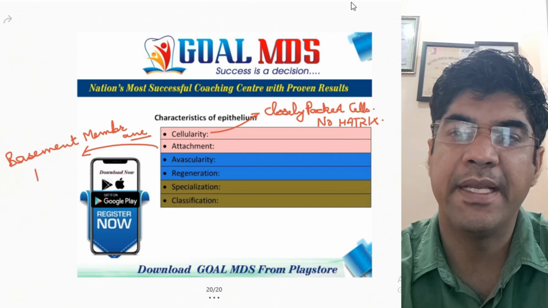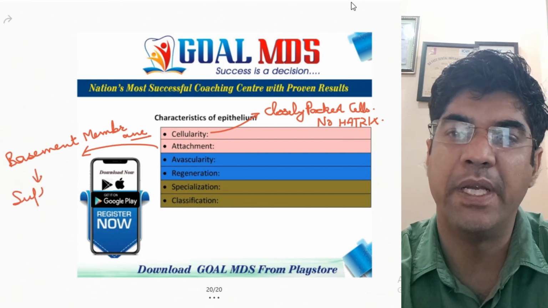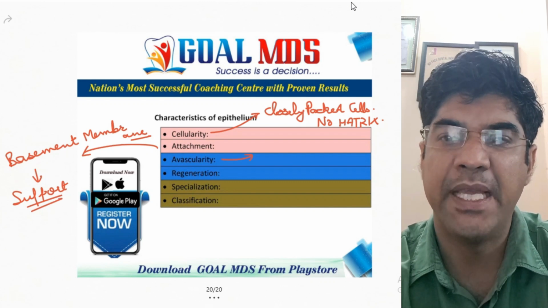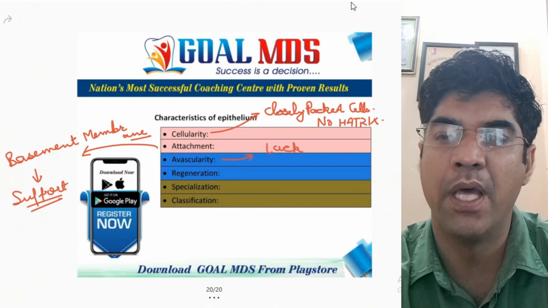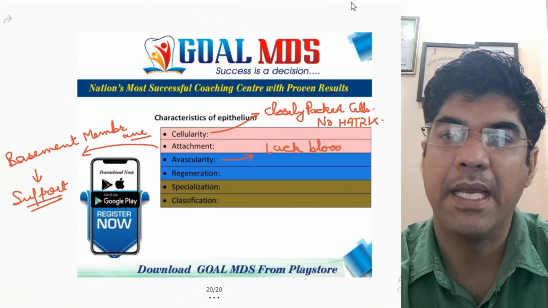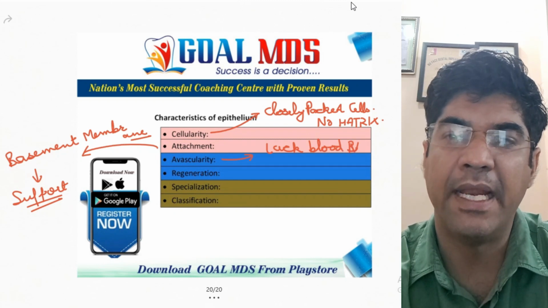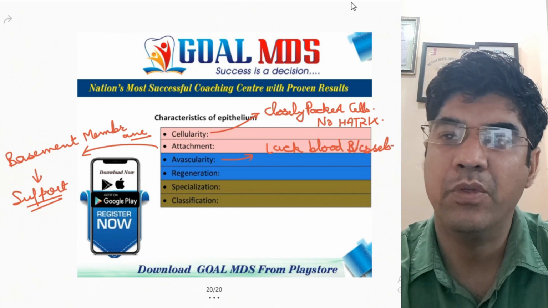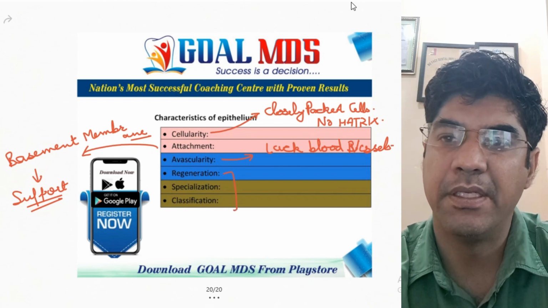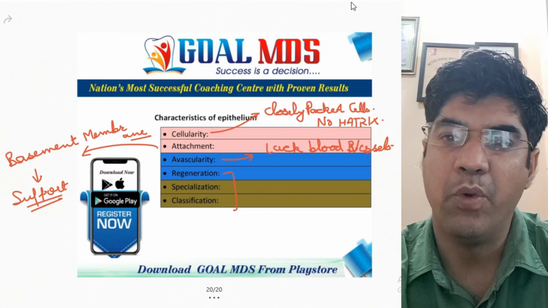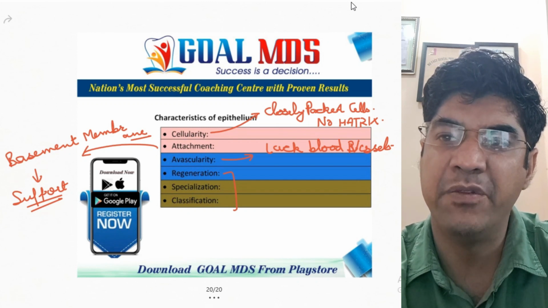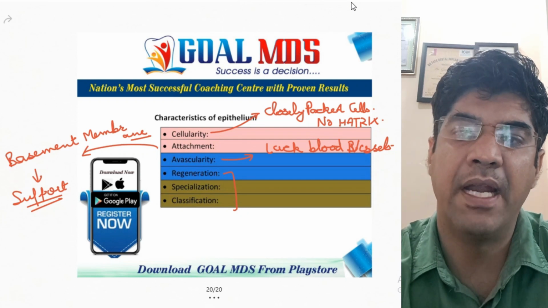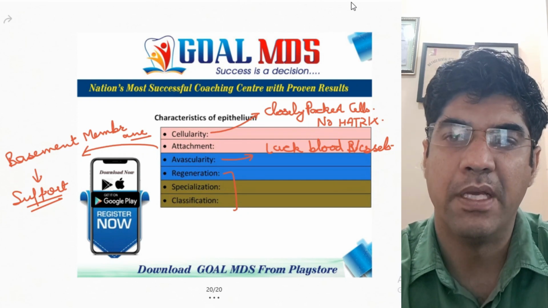Another important thing is that the epithelial tissue is not vascularized. It means that it lacks blood vessels. The nutrients and oxygen diffuse into the tissue from the nearby blood vessels in the underlying connective tissue.